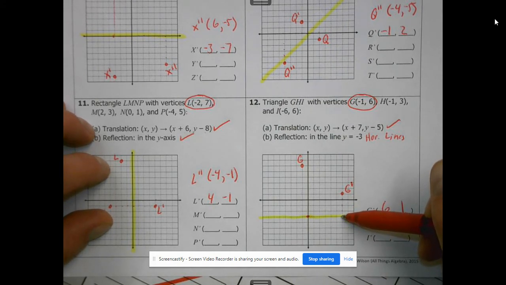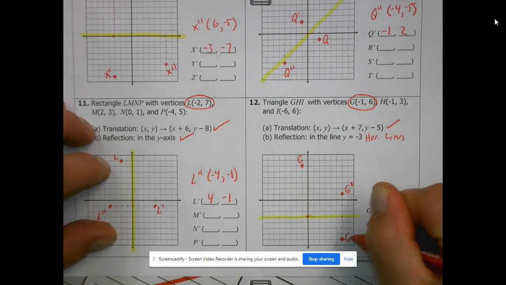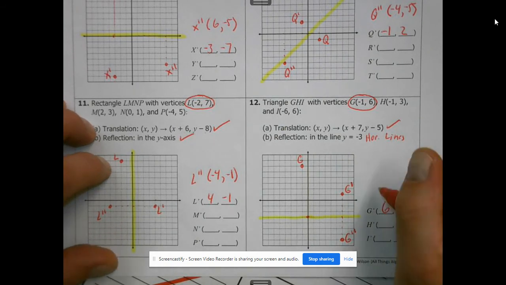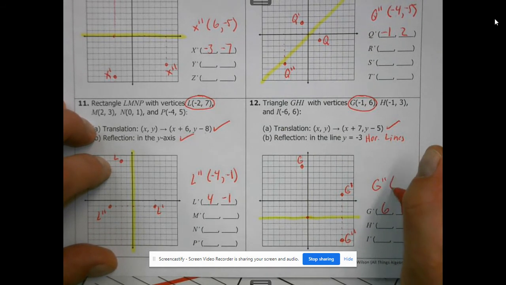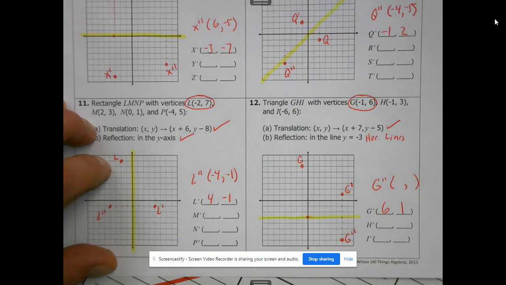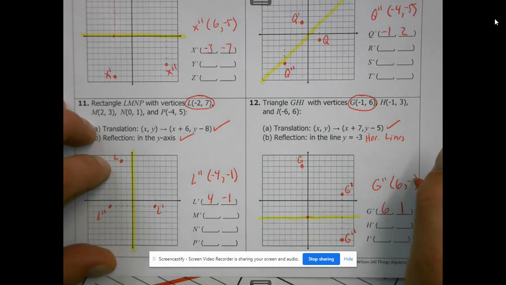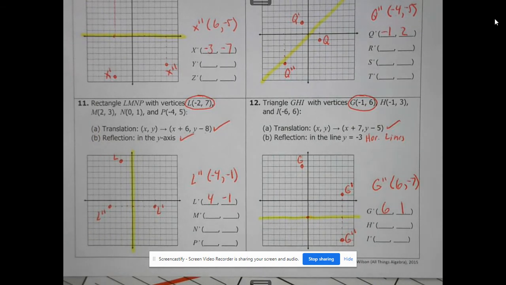Count 4 more. 1, 2, 3, 4. That is G double prime. On the right-hand side here, let's tell where that point is at. And that point would be over 6, down 7. And that is it for translations.